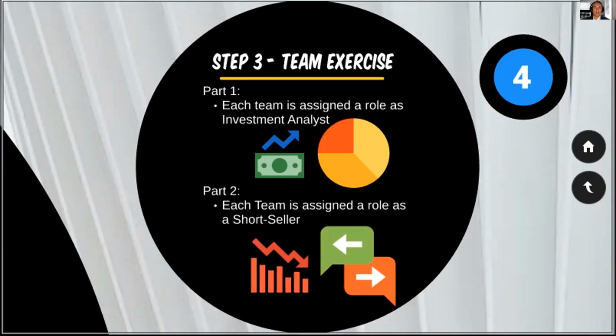The second part, their submissions are swapped with each other. They review a peer submission from part one of this step and argue why the organization should not be invested in. So they're a short seller in this case. Again, this is graded by the instructor.